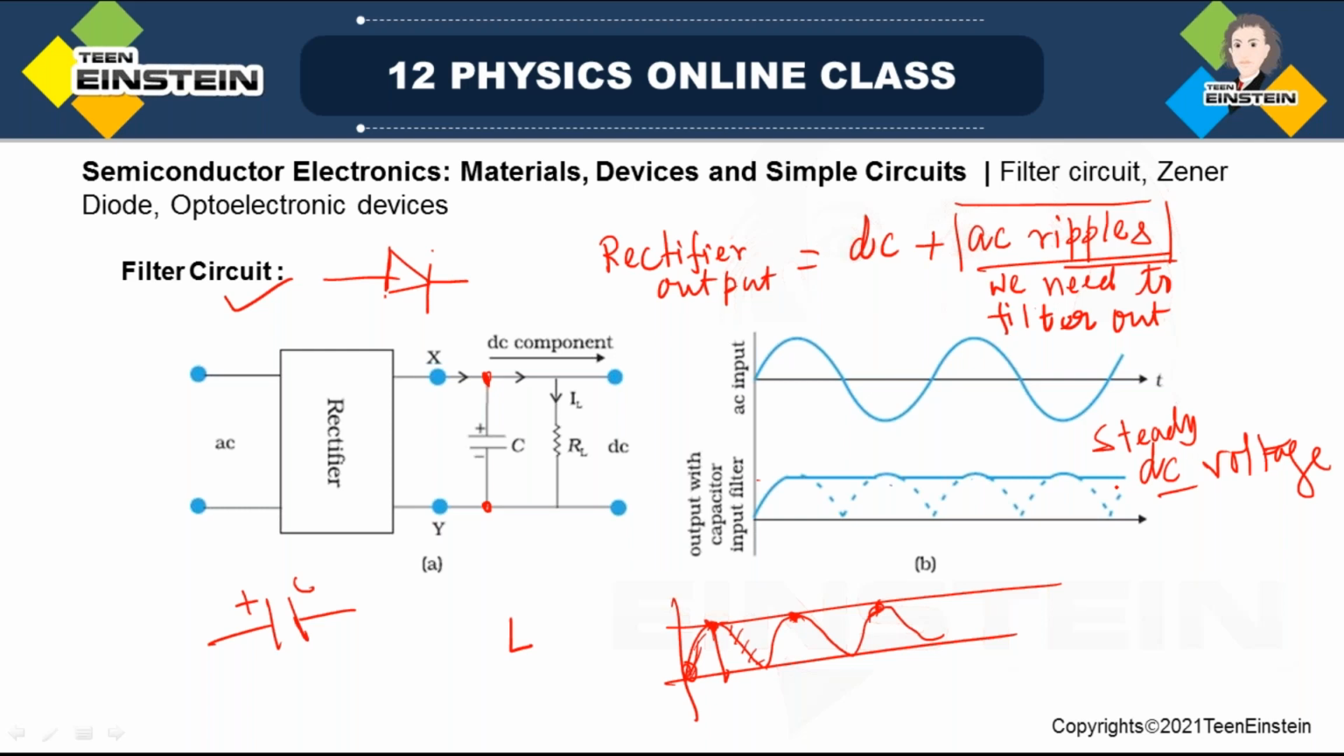So why is filter circuit being used? Filter circuit is being used to filter out the AC ripples which are there in the rectifier output. All right. Now we go to the Zener diode.